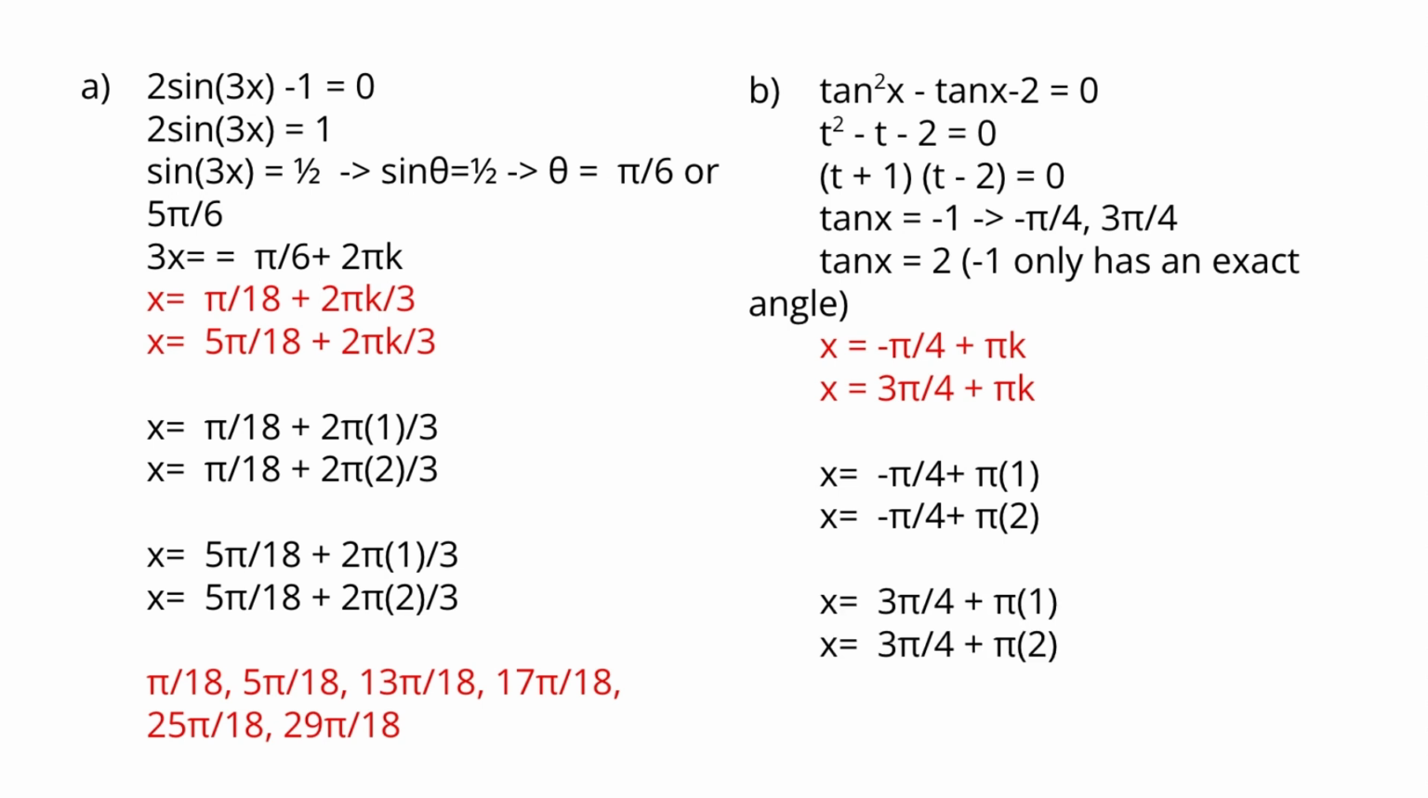Now doing the same thing as part A, we can plug in an integer for k in both equations. And so we will get the comma separated list as negative pi over 4, 3 pi over 4, 7 pi over 4, and 11 pi over 4.